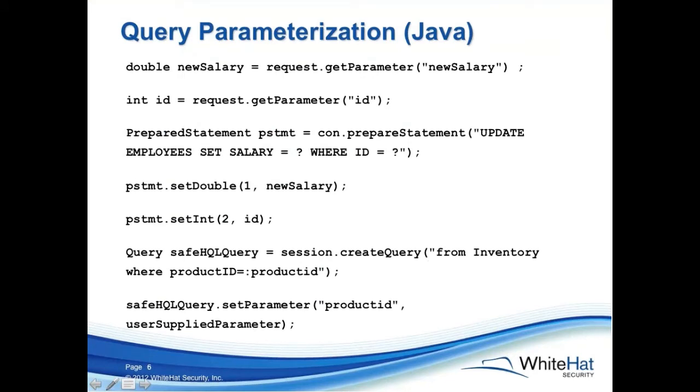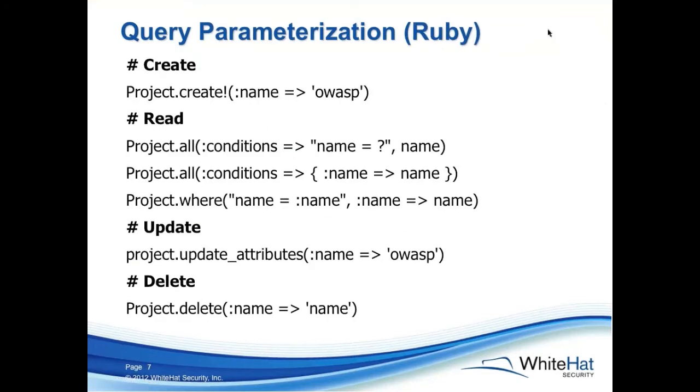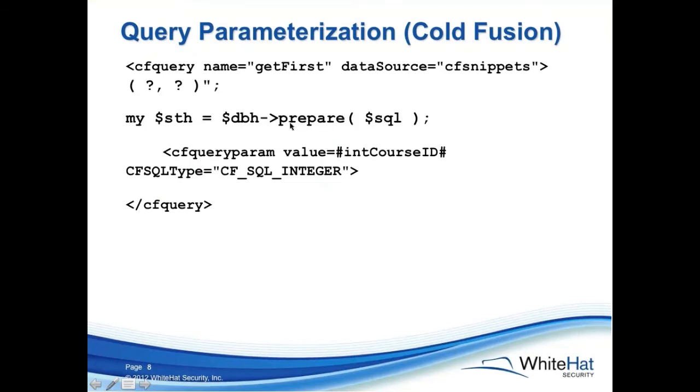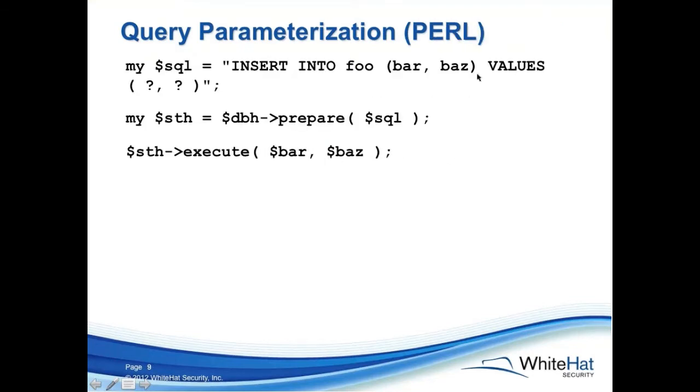Here's another example of query parameterization, even in the Hibernate world, specific to Java. Here we have query parameterization in Ruby on Rails, and here we have it in the ColdFusion programming language. ColdFusion, interestingly, allows you to parameterize even database table names and column names, which we don't see in other languages. Here we have query parameterization in the Perl programming language.